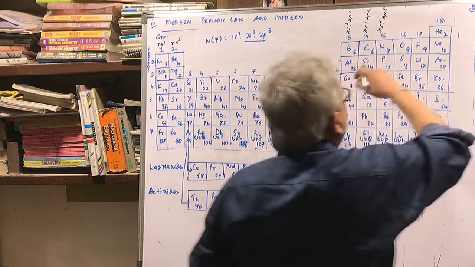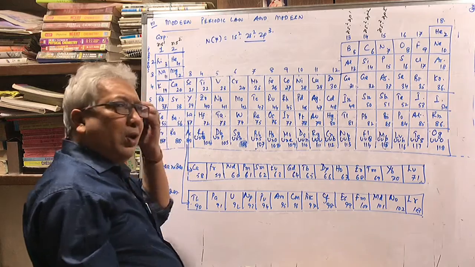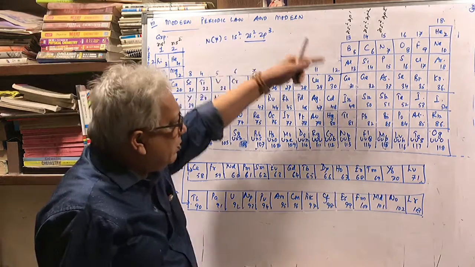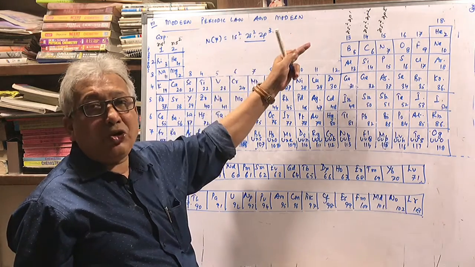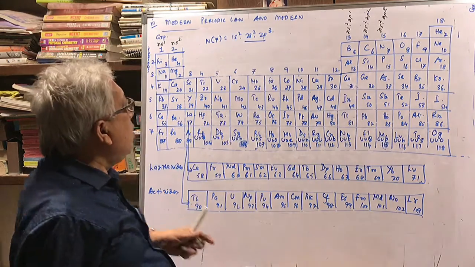So you must understand, when I arranged it, it got arranged in such a manner that all the elements in a particular vertical column have got common outermost electronic configuration, and therefore they will have similarities in their properties.